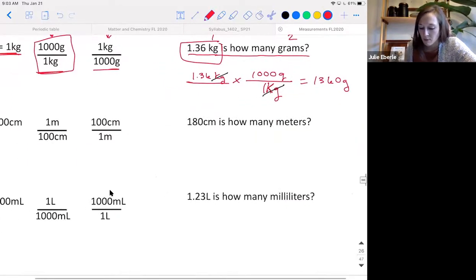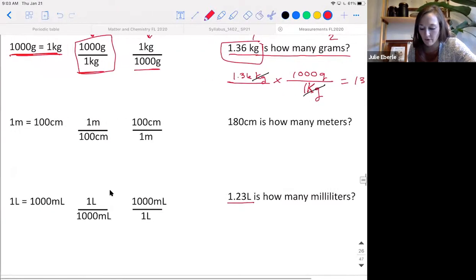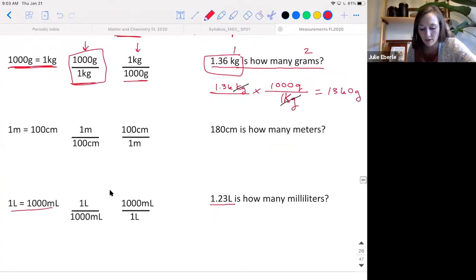Let's go ahead and do the bottom one. We have 1.23 liters. How many milliliters is this? Take a second. I have the relationship written out for you over here. 1 liter is 1,000 milliliters. Go ahead and work this out the same way I just did with the kilogram problem.